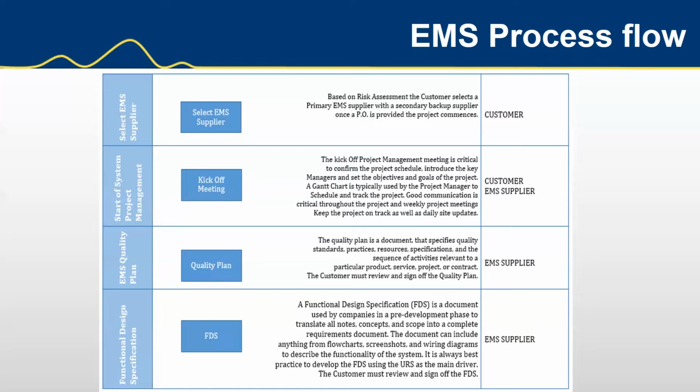And from that, we move on to the functional design specification. Once everything is lined up, the FDS is a document used by companies in the pre-development phase to translate all notes, concepts, and scope into a complete requirements document. And the FDS is, I would call it, not a closed document once it's signed off.